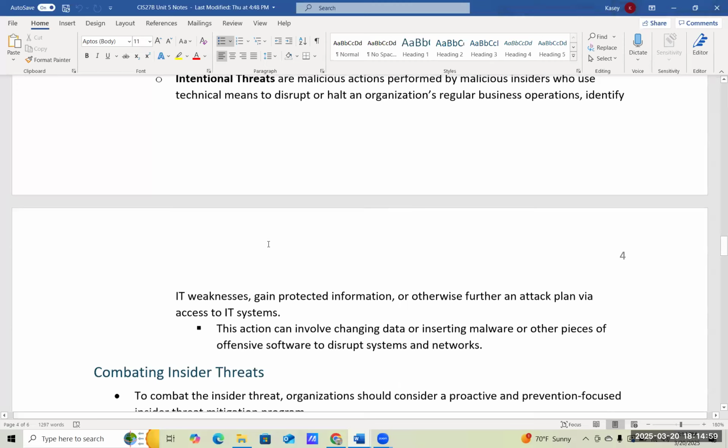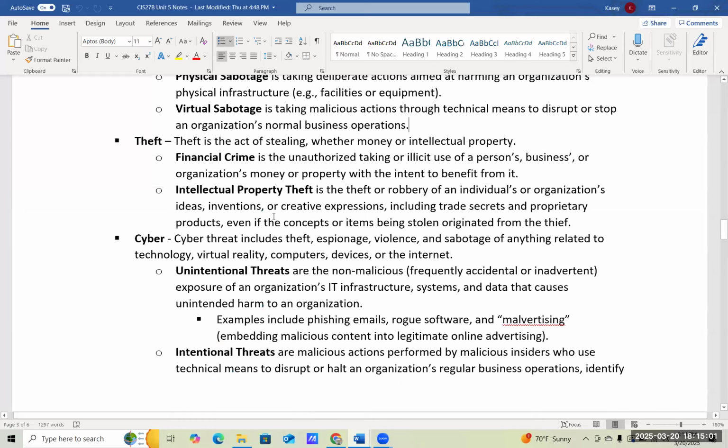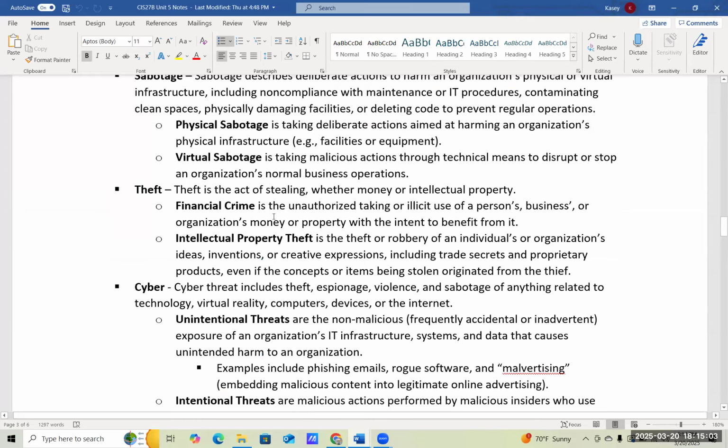So intellectual property theft and financial crime, you can find on page 3. And then it talks about cyber threats like theft, espionage, violence, all of the things that we talked about earlier, right? That can be included in the category for cyber. And it also has intentional and unintentional.